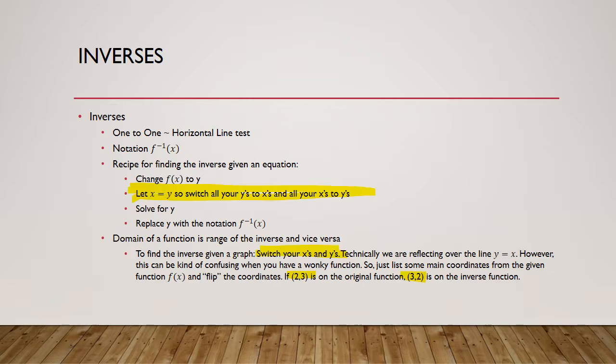Now this is technically flipping over the line y equals x, which is a diagonal line, but that's kind of confusing if you have like a crazy function. It's not always easy to see. So if you just list coordinates from the original function and then flip-flop them, graph the new coordinates. So now in this next example, I'm going to make you do a little bit more work. I'm going to give you the function notation, and I'm going to make you find the coordinates first, and then flip-flop the coordinates to draw the inverse graph.